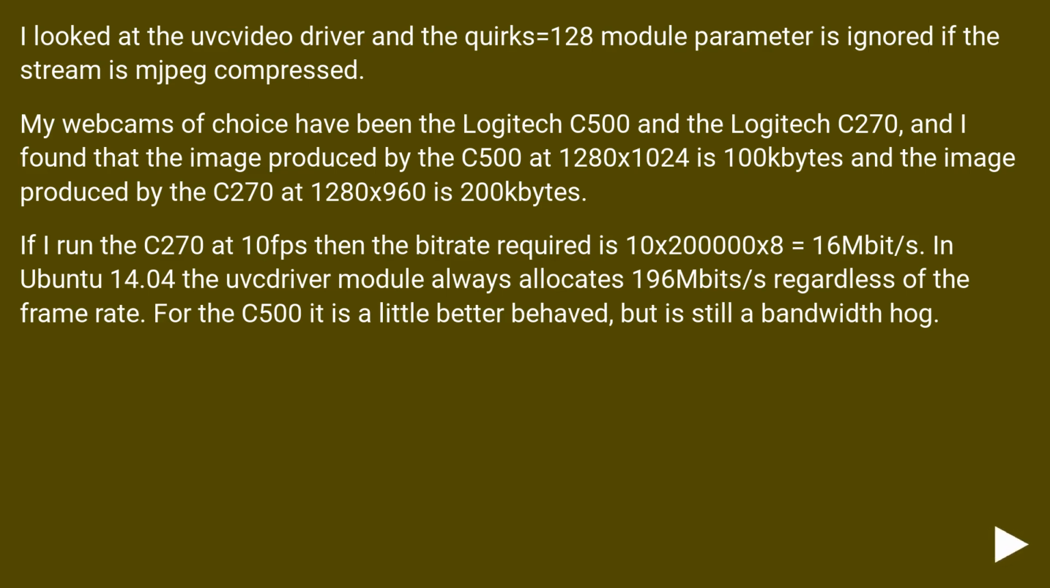In Ubuntu 14.04 the uvcvideo module always allocates 196 Mbit/s regardless of the frame rate. For the C500 it is a little better behaved, but is still a bandwidth hog.